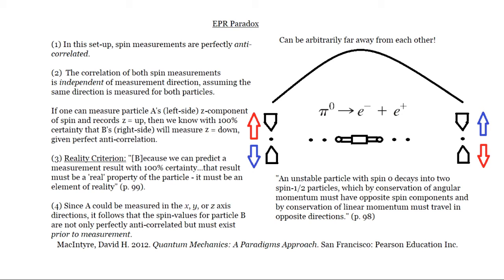So the thought in EPR's reasoning is that if we can say with 100% probability that if it is Z spin up on the left side, then it must be Z spin down on the right side, and if it's Z spin down with 100% probability on the left side, it must be Z spin up on the right side, then there must be some real property of the particle, namely its spin value, that obtains prior to measurement. So this is what is being explained in step 4 here. Since A could be measured in the x, y, or z axis directions, it follows that the spin values for particle B are not only perfectly anti-correlated, but must exist prior to measurement.